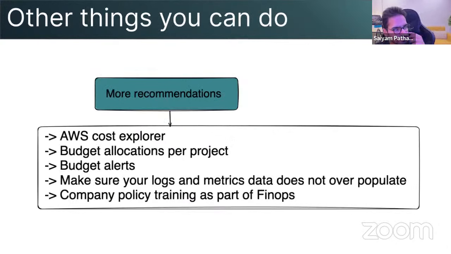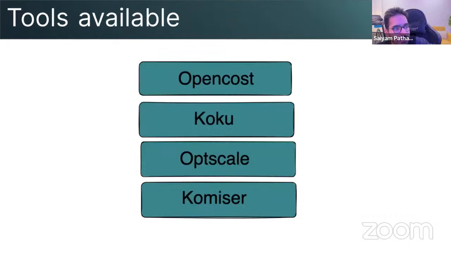Other recommendations are, obviously, the alerts, AWS Cost Explorer, and budgeting allocations per project, and all these things are pretty much there. Yeah, coming to the tools. These are some of the tools which are there.